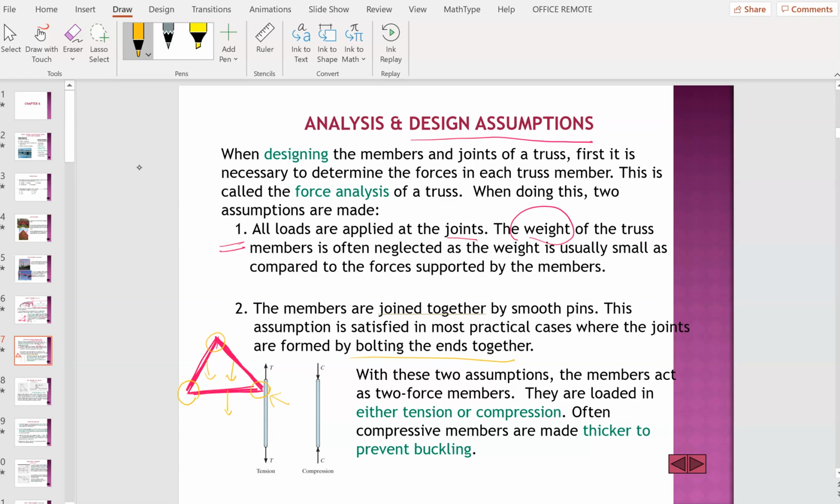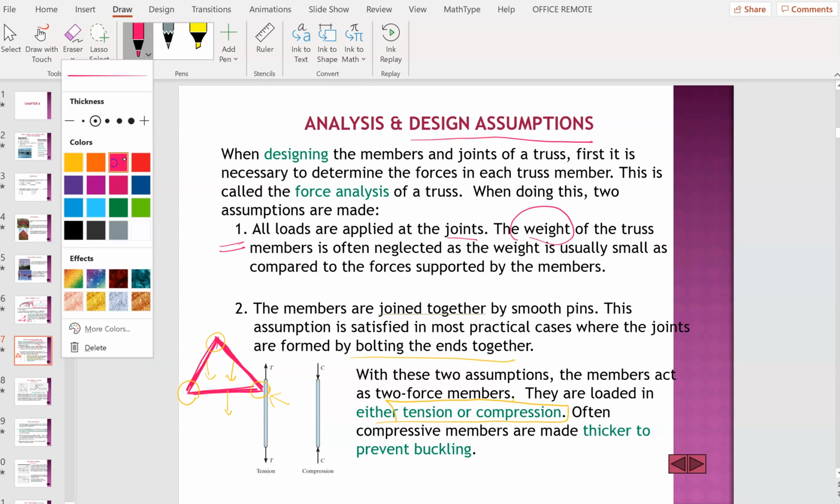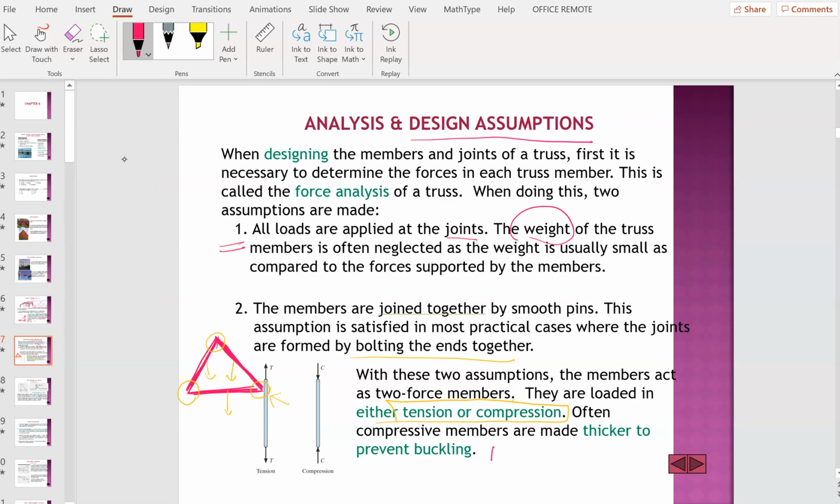And with these two assumptions, the members act as two-force members, so they are loaded in either tension or compression. Now, what does it mean by tension or compression? Let's look at this. If a member, a rod, is in tension, then it will look like this: it pulls, it is stretched. Whereas if it's in compression, then it is being compressed this way, squeezed in.